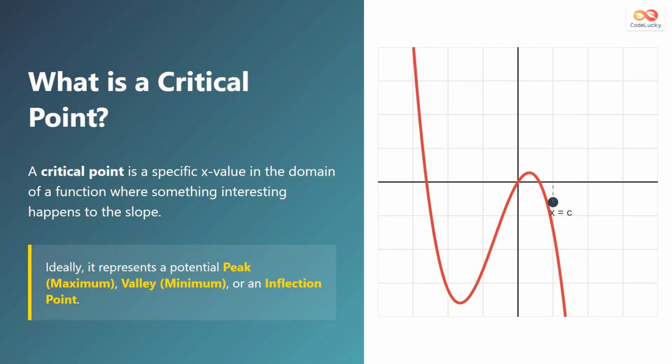So, what exactly is a critical point? It is an x-value in the domain of a function where the slope of the graph does something interesting. Ideally, these points represent potential peaks, which we call local maximums, or valleys, known as local minimums. They can also represent inflection points, where the curve changes its shape.